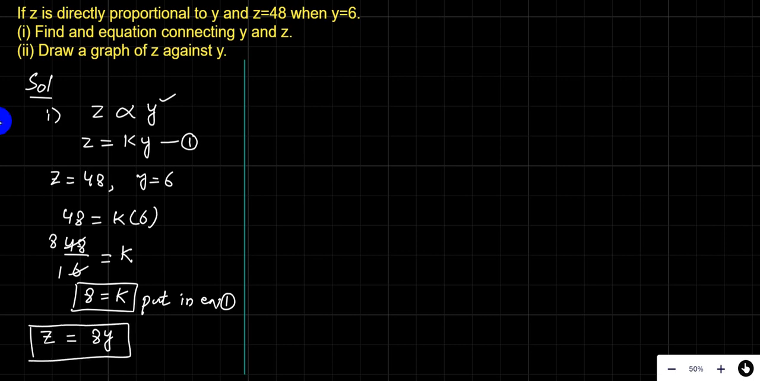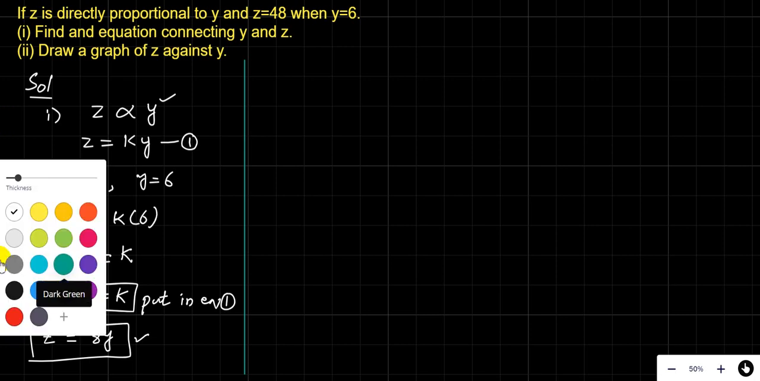We generated an equation that connects z and y. So now let's move to the second part. In the second part, we have to draw a graph of z against y. So we got the equation. We just need to make a table by putting different values of the dependent and the independent variable. From that we will draw the graph. But before we draw the graph, this is important: how to draw a graph.